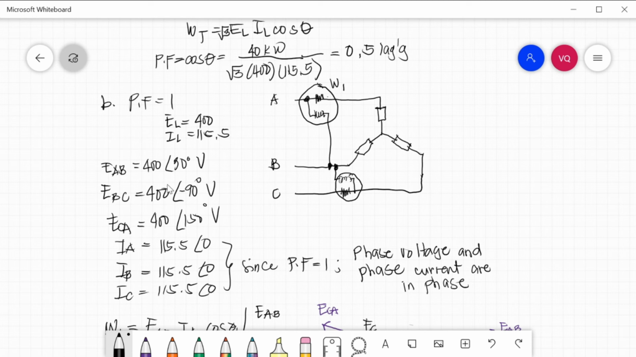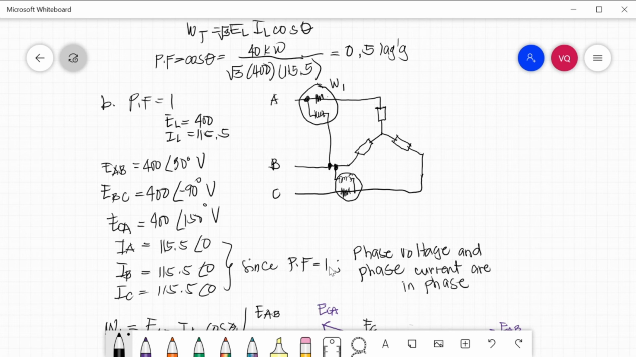So, it is important to know the relationship of the phase current, the phase voltage and the line voltage. We said earlier that the angle between the phase voltage and the line voltage is 30 degrees. So EBC again is 400 angle negative 90 degrees and ECA is 400 angle positive 150 degrees volts. Our line currents are equal to our phase currents because it is Y-connected. So IA is 115.5 angle 0, angle 0 because our power factor is 1, so cosine of 1 is 0. For IB it is 115.5 angle 0, as well as your IC.